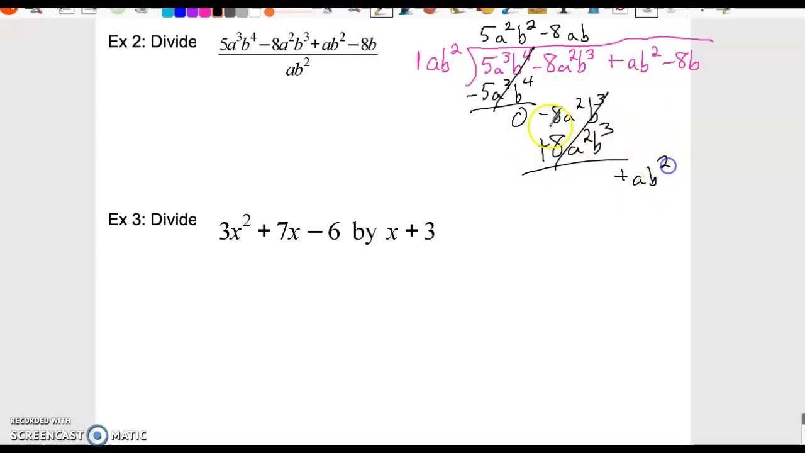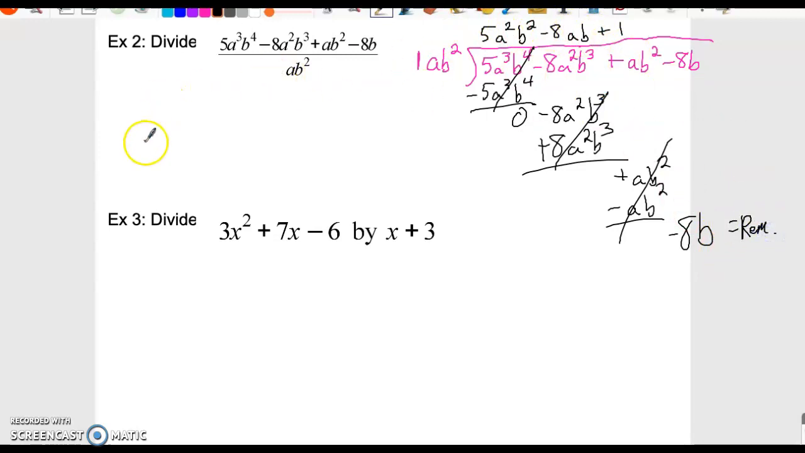AB squared. So what times 1 will give me 1? And what times A will give me A? Well, it'll be 1, but you don't have to write another one. What times B squared will give me B squared? That would be another 1. So again, as you multiply and then subtract, they'll cancel. Now, when you get the degree is smaller on this than what we started with, this is your remainder.